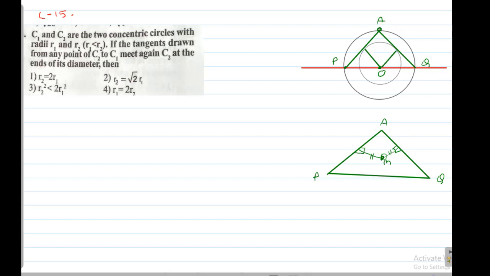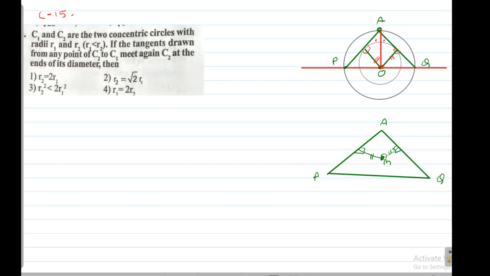O and the point of tangency here. What happened here? This is a tangent, no? That's 90 degrees. Here 90 degrees. Here 90 degrees. Here 90 degrees. This is the radius of the smaller circle, equal. Means what happened? O is equidistant from the sides AP and AQ of triangle APQ. Means O should fall on the angular bisector of A. Or in other words, you can say that AO is the angular bisector of A.